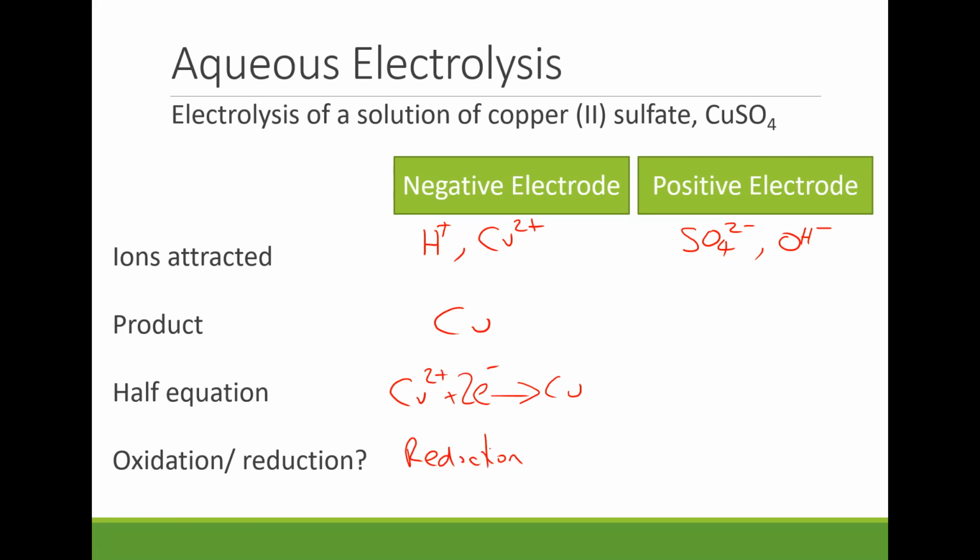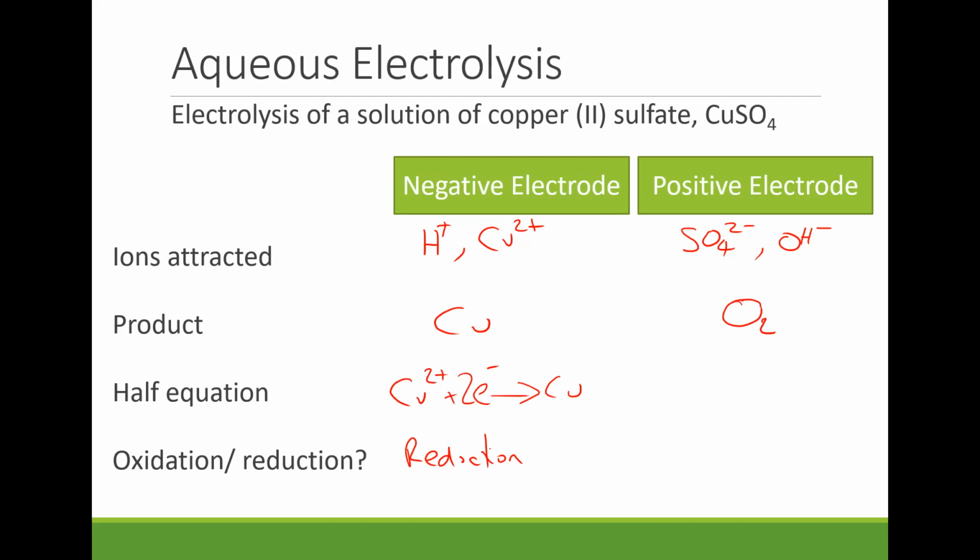Turning to the other electrode, sulfate ions versus hydroxide. The rule we've got here: is there a chloride, bromide, or iodide present? The answer is no. So this time we're forming oxygen gas, O2.